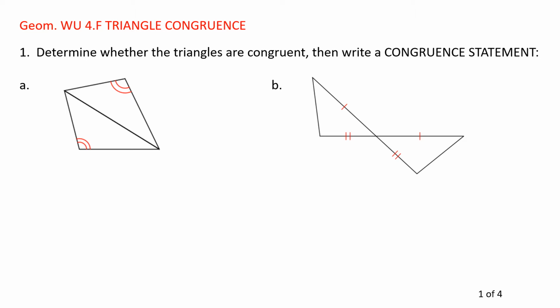I want to determine if these triangles are congruent. It also asked me to write a congruent statement. I can't do that because I don't have any letters. So the first thing I'm going to do is say which are the valid methods.